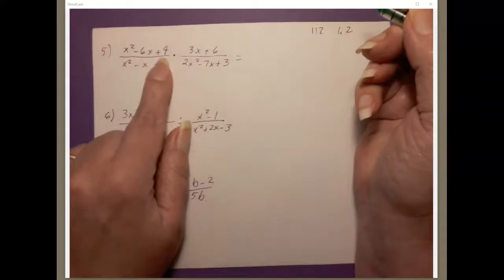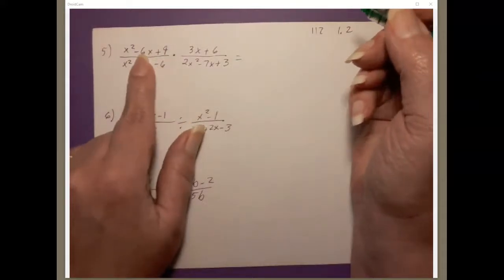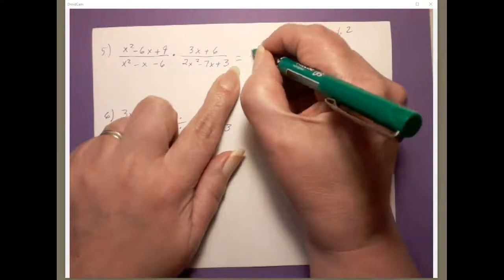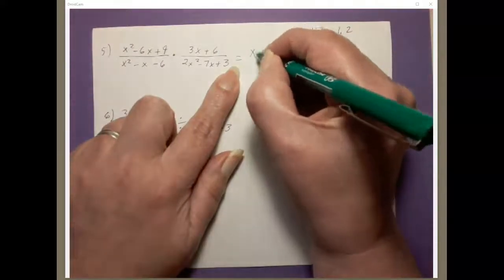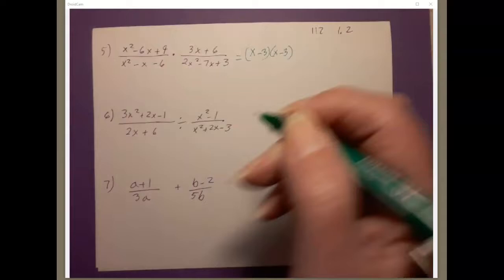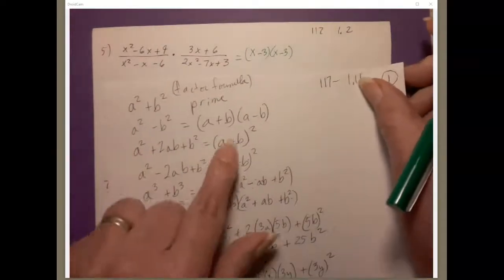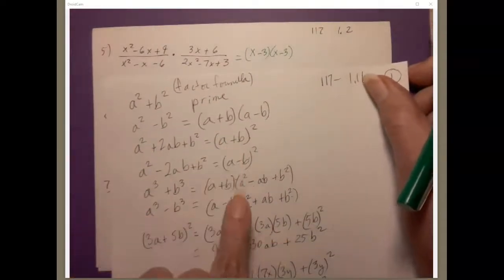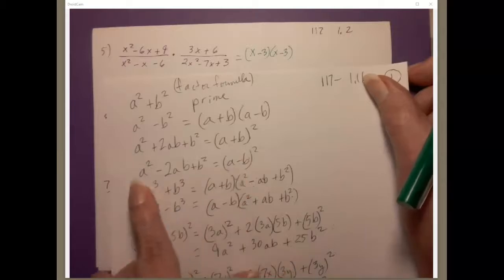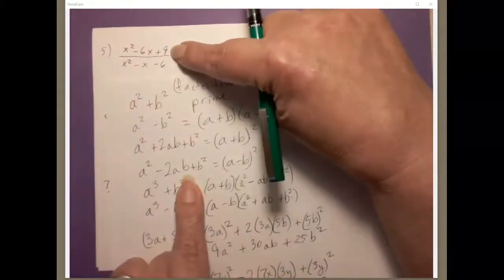So x squared minus 6x plus 9, that's a square and a square there, and the middle term is 2 times the others. So let me show you what I mean. x minus 3 times x minus 3. So checking this with the formula: a plus b squared, well, I'm looking at a minus b squared, should give me a squared minus 2ab plus b squared. So I'm checking this form to see if this works.